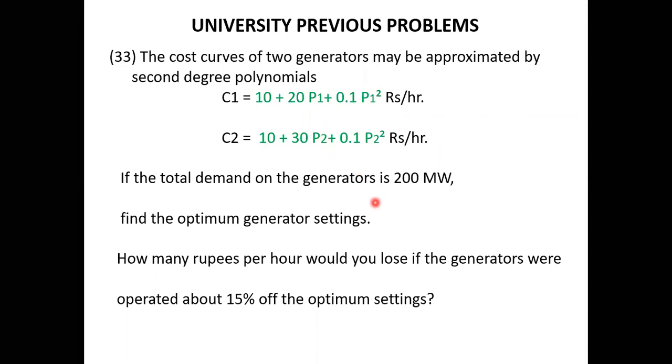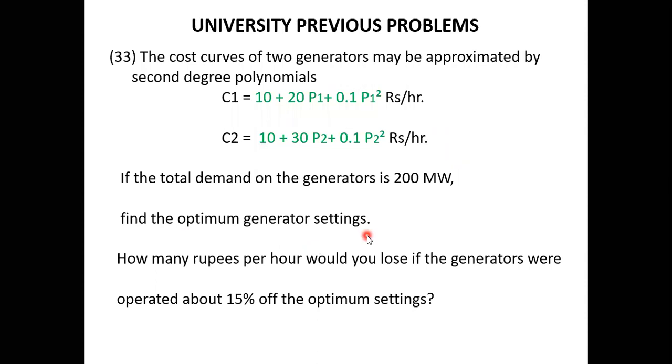Then one more condition is demand equals 200 megawatt, that is P1 plus P2 equals 200 megawatt. So we will have two equations and we need to find two unknowns. So easily you can find the two unknowns, that is P1 and P2. That is the answer for your first question, that is, the optimum generator settings.